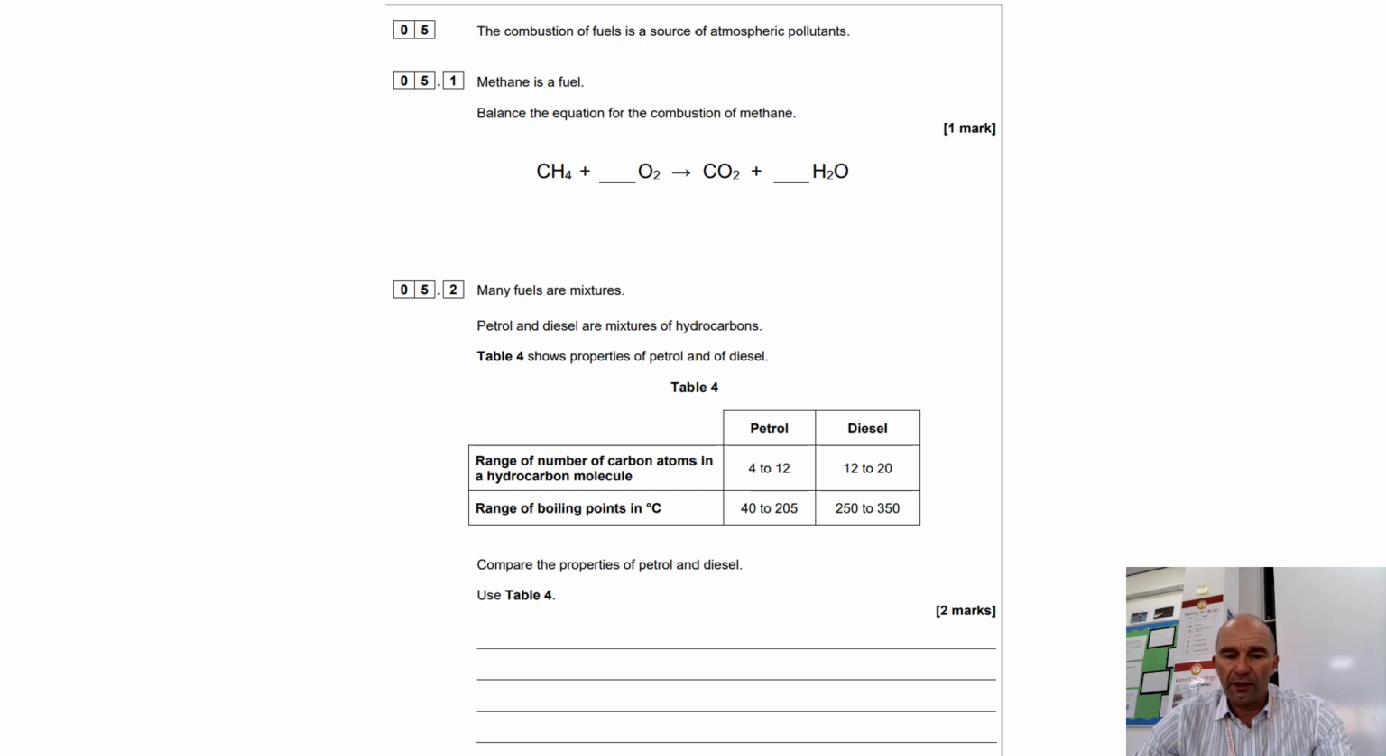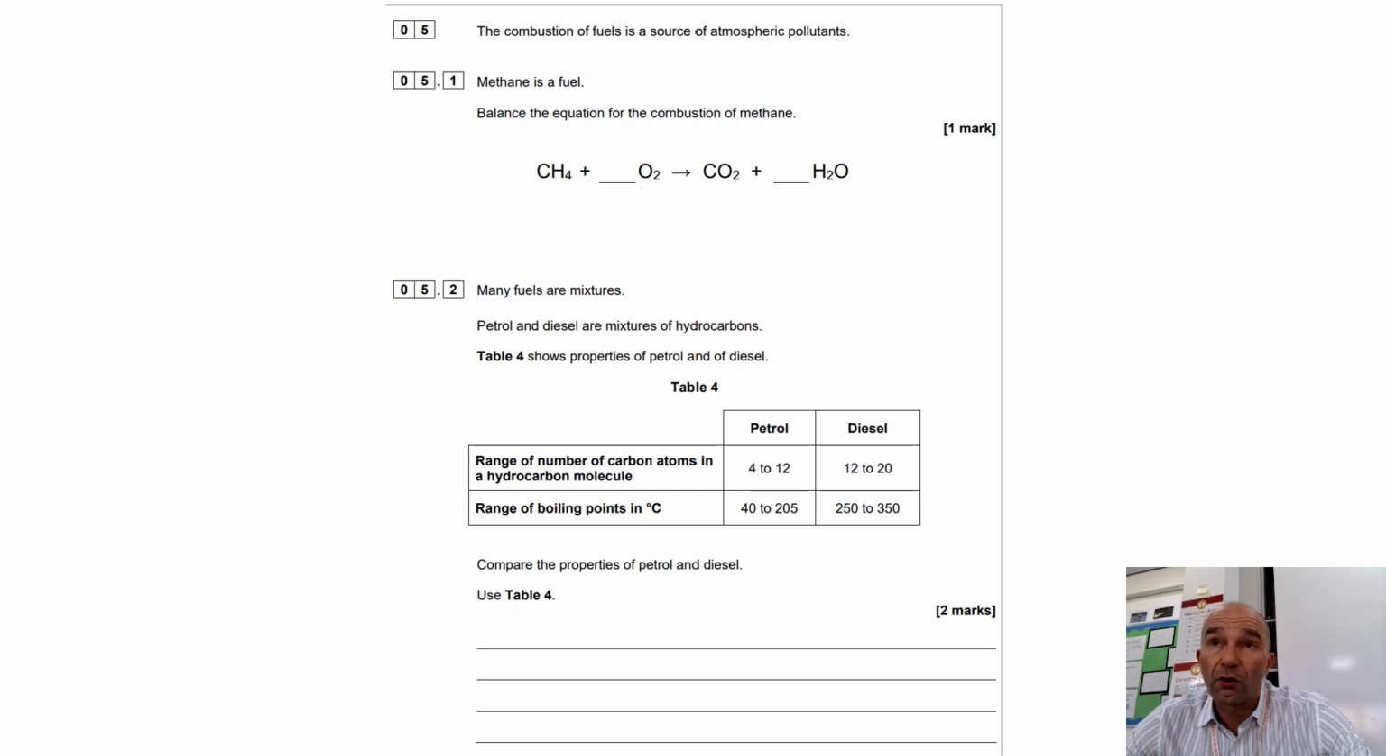Alright, into question 5. So we've got the combustion of fuels is a source of atmospheric pollutants. So we're talking about methane is a fuel. So this is stuff that comes out of your gas taps. Balance the equation for the combustion of methane. Now there's different ways of doing this. With the combustion of a hydrocarbon, I'd always balance carbon first, then hydrogen, and then worry about the oxygens last of all. Now if we've got methane, it's only got one carbon in it.